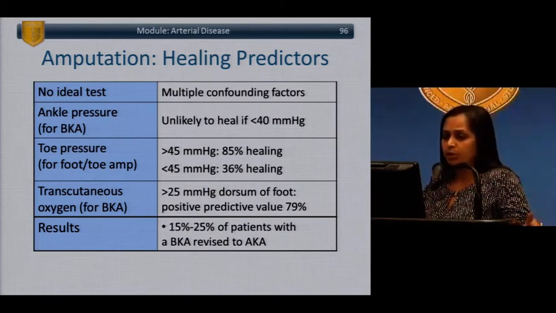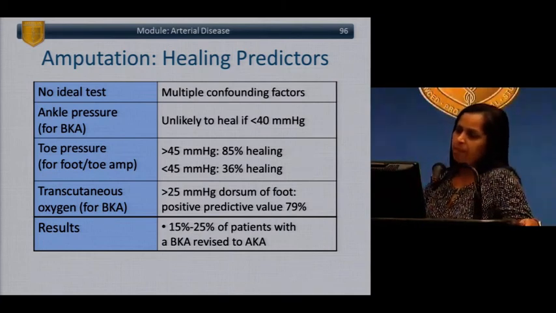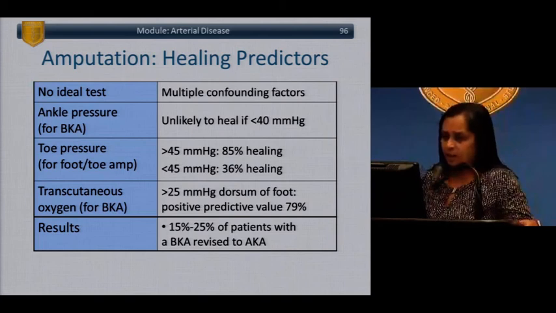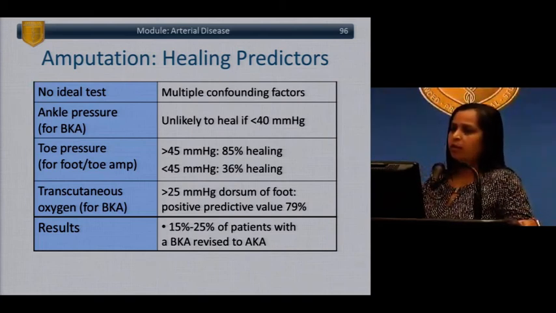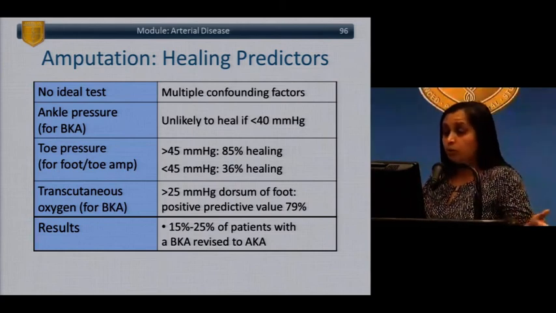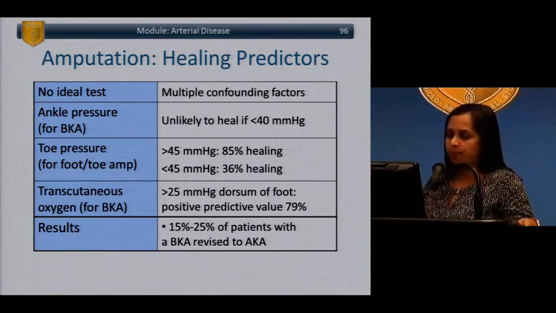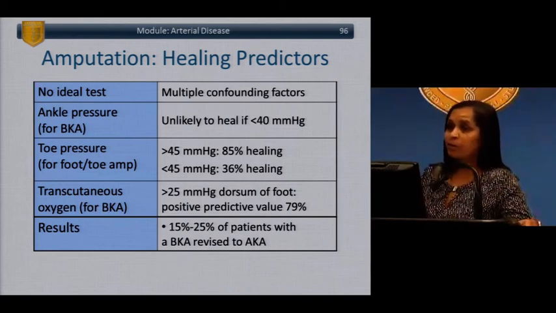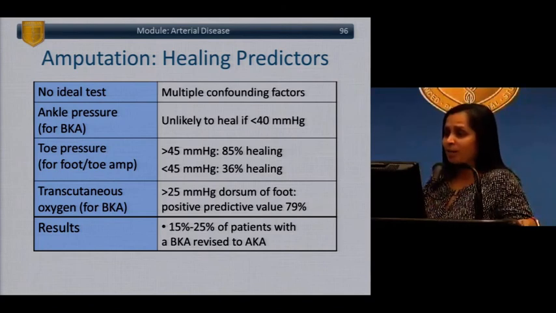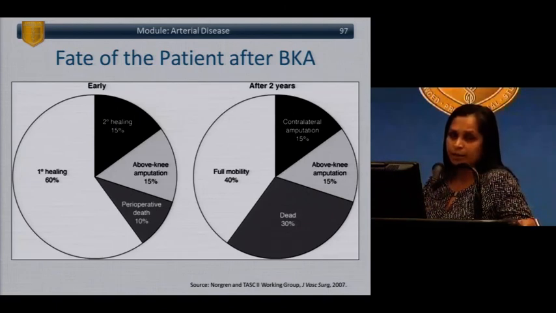Some people use transcutaneous oxygen. This is a sort of finicky measurement of oxygen in the skin. Again, the rule of thumb, if you're using this, is that greater than 25 millimeters of mercury pressure on the dorsum of the foot suggests that you should be able to heal a below-knee amputation. In general, just to show you how not good we are at predicting whether amputations are going to heal, up to 25% of people that have a BKA will end up needing a revision to an AKA.